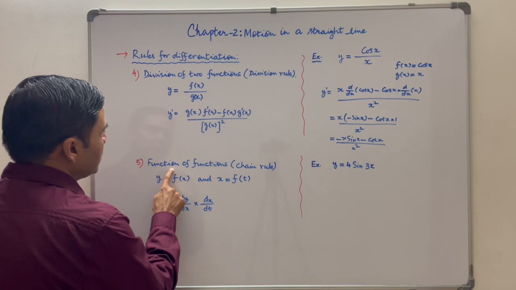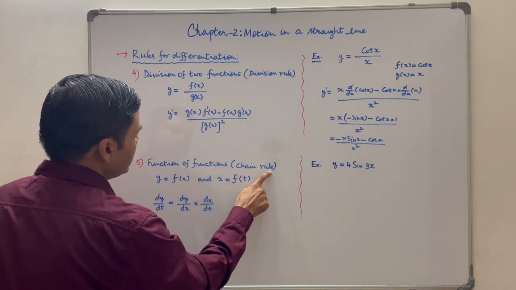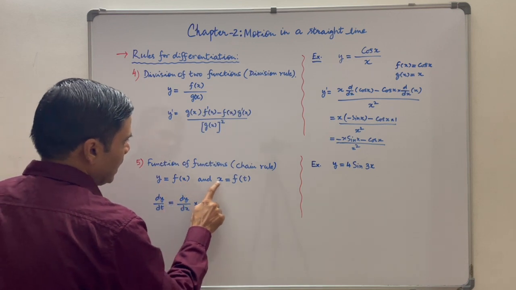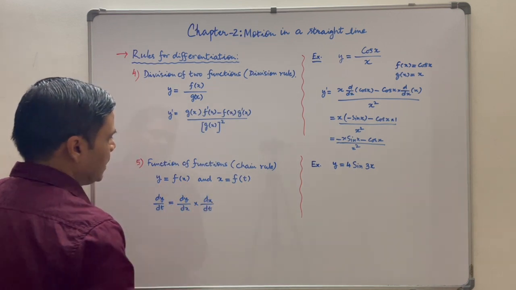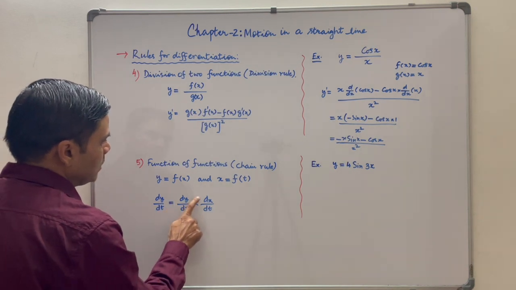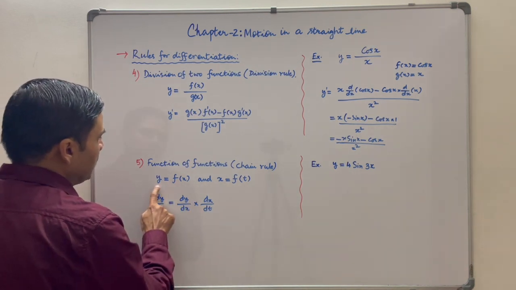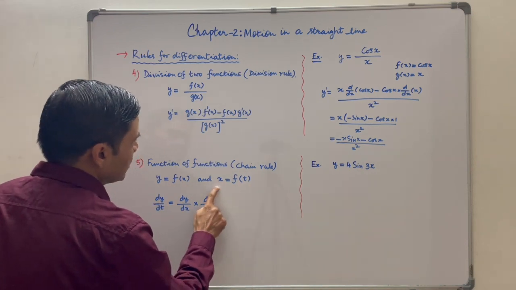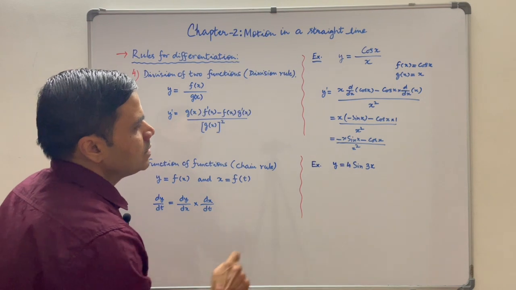Fifth one, function of functions, also known as chain rule. Suppose there is a function y is equal to fx and another function x equal to ft. Then dy by dt is equal to dy by dx into dx by dt. dy by dx can be calculated from here and dx by dt can be calculated from here. Let us see this example.